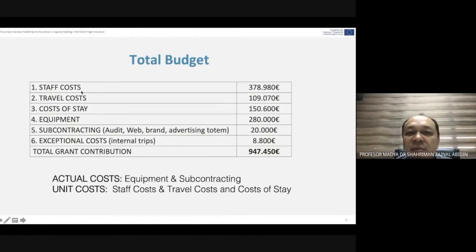Benda ni biasanya coordinator yang akan formulate. And then kita kena bagi lebih kurang sama banyak pada semua partners. Depend on, biasanya berbeza pun dekat equipment. Sebab equipment ni some of university plan to purchase different expensive equipment, so dia dapat lebih. So this is the breakdown of the total budget.